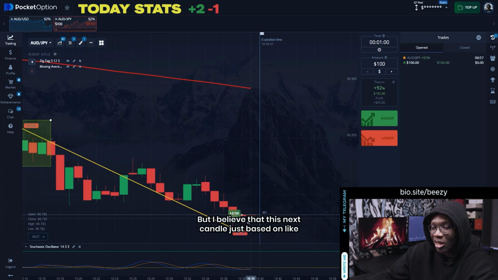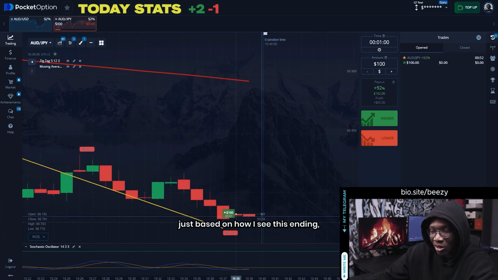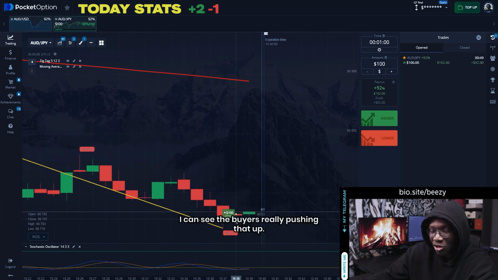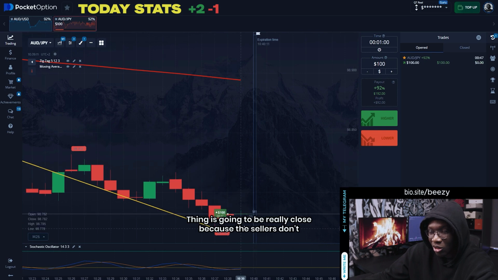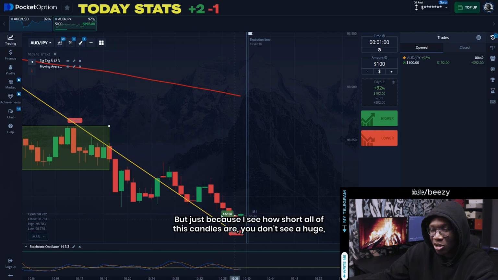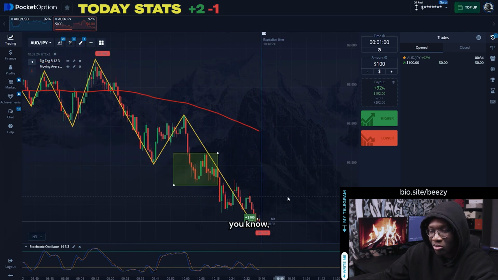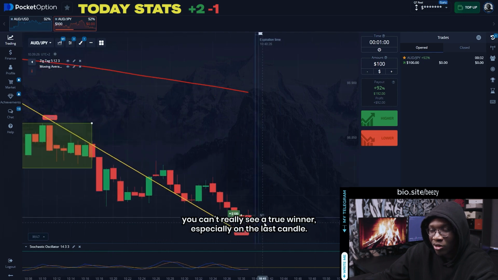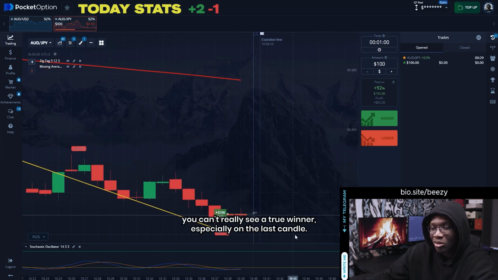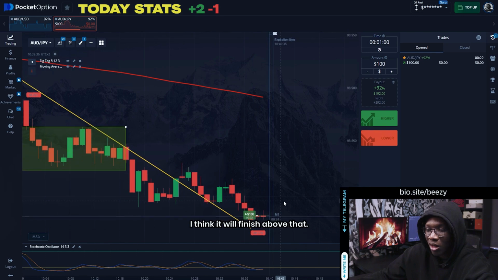But I believe that this next candle, just based on how I see this ending, I can see the buyers really pushing that up. I think it's going to be really close, because the sellers don't really want to give up a position here as well. But just because I see how short all of these candles are, you can't really see a true winner, especially on the last candle. So that lets me go into a call, and I hope that it just finishes. I think it will finish above that.